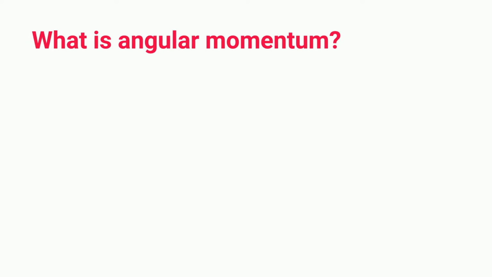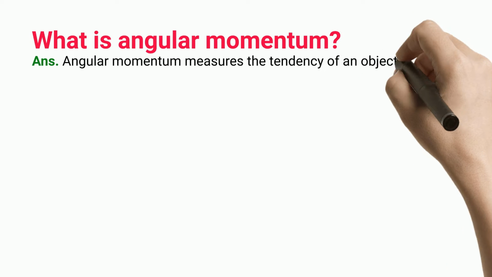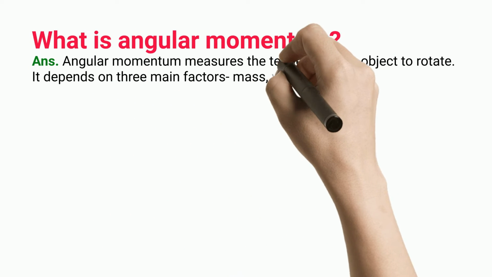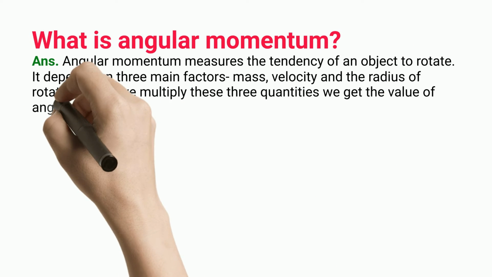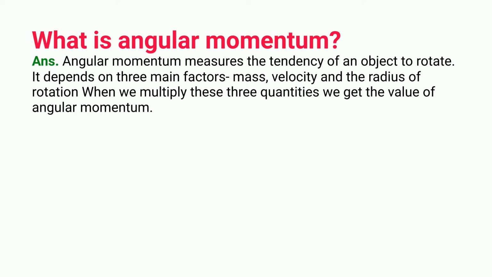What is angular momentum? Angular momentum measures the tendency of an object to rotate. It depends on three main factors: mass, velocity, and the radius of rotation. When we multiply these three quantities, we get the value of angular momentum.